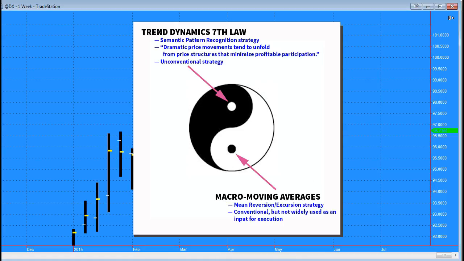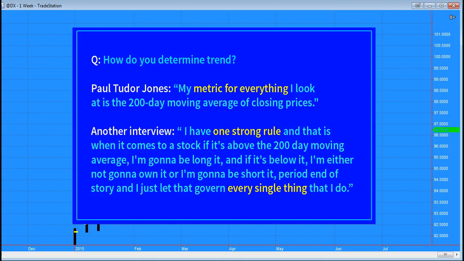Moving averages have historically driven some very successful trend-following models, but they are often ineffective or even dangerous if used mechanically in trading ranges. We suggest tracking the macro trend with a 40-week, which is the equivalent of a 200-day moving average. Paul Tudor Jones of Tudor Investment was once asked, "How do you determine trend?" He replied, "My metric for everything I look at is the 200-day moving average of closing prices."